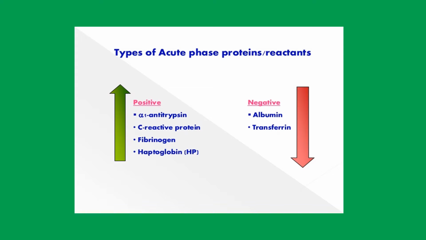So with this pattern of increase or decrease of the acute phase proteins, our positive acute phase reactants are mainly your C-reactive protein, your fibrinogen, which is mainly measured by your ESR, or your haptoglobin, and alpha-1 antitrypsin, while the most important negative acute phase reactants are your albumin and transferrin.